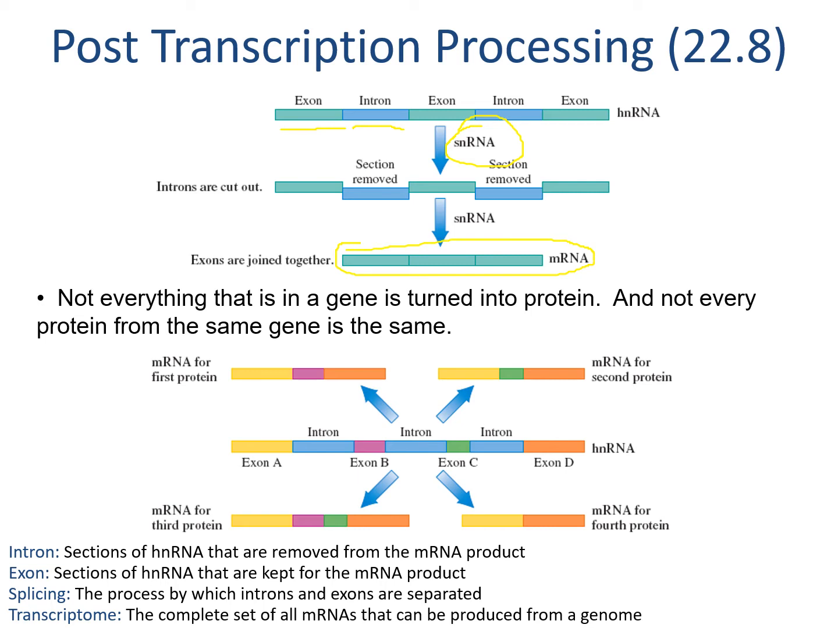Now the hnRNAs are copied from genes, but not everything that is in a gene is turned into a protein, and not every protein from the gene is the same. We can take a set of 4 exons, like is shown here, exon A, B, C, and D, and we can actually splice them together in many different ways. We don't always have to include all of the exons. That means that many times we can create more proteins from a single gene than just a single protein, which means that the transcriptome, the complete set of all mRNAs that can be produced from a genome, is actually much larger than the genome itself because of all the possible alternative splicing patterns.